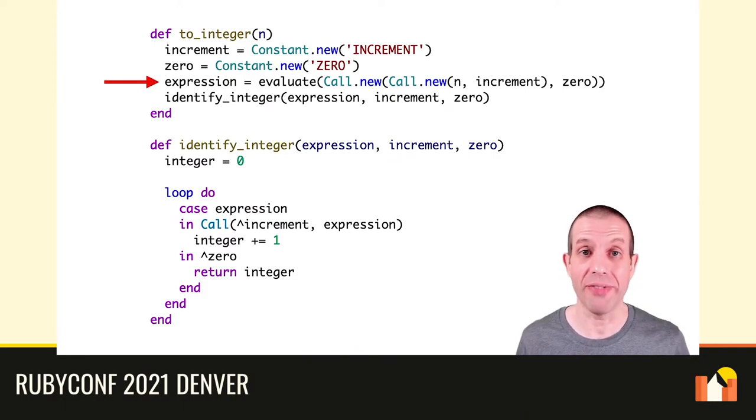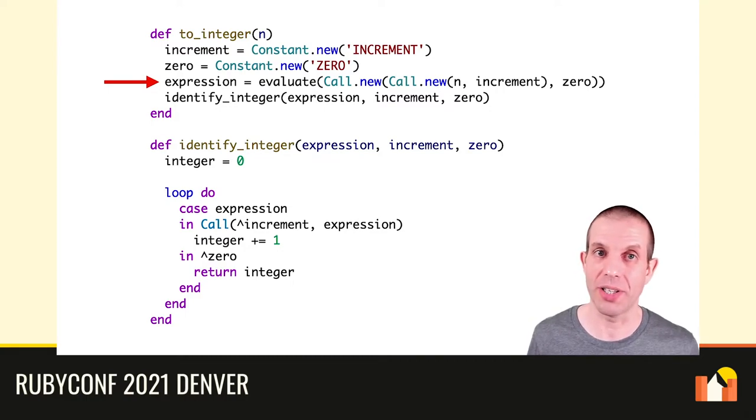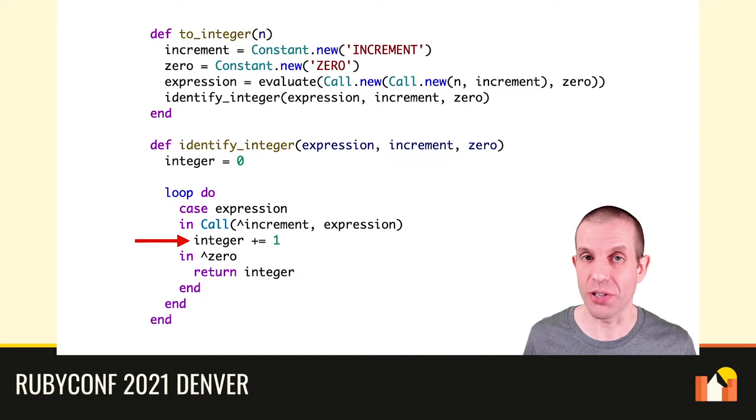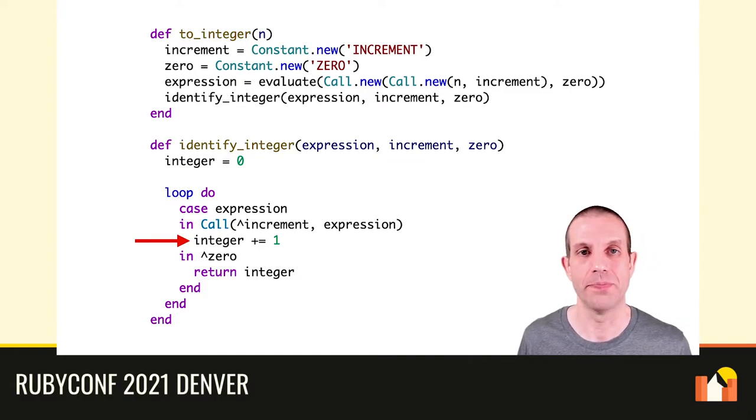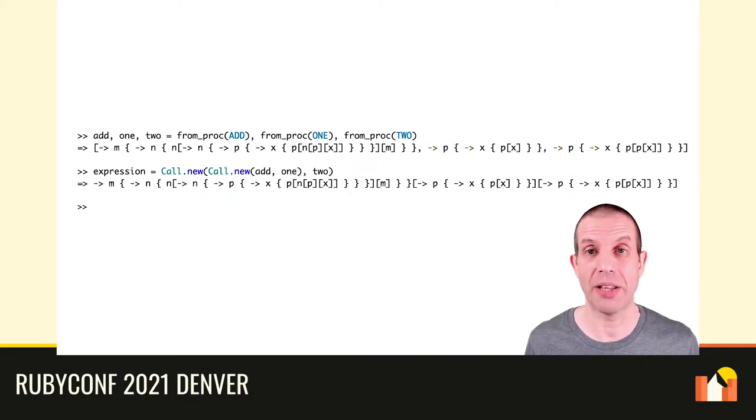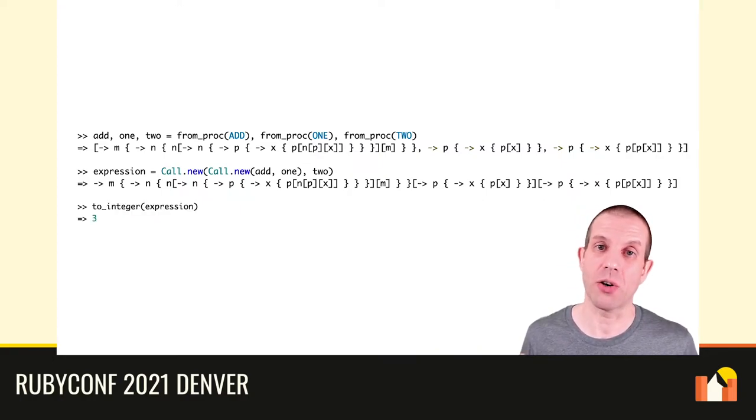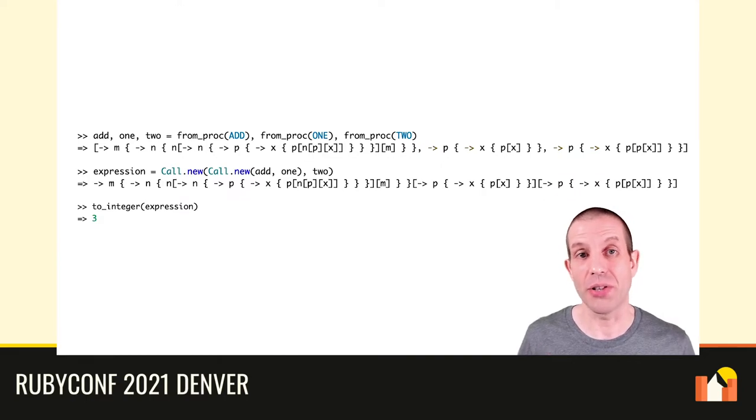First, we build and evaluate an expression which calls the encoded number with two constants that we can recognize later, and then we iterate over the structure of the result to count how many times we see the first constant. And if we call that conversion method on an encoded number, we get the correct Ruby integer back, even though the structure of the encoded number might be more complicated than its simplest possible representation.